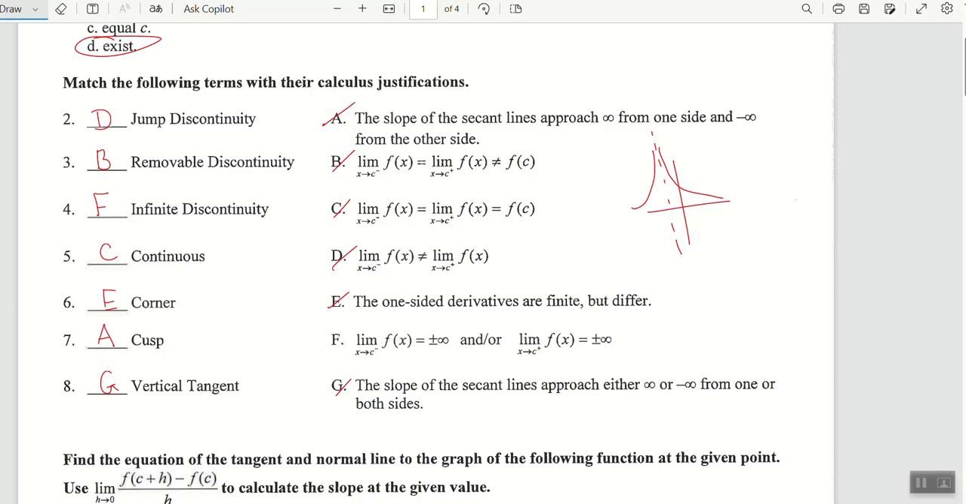Sweet. Love me some good matching problems. Now, questions about any of these?